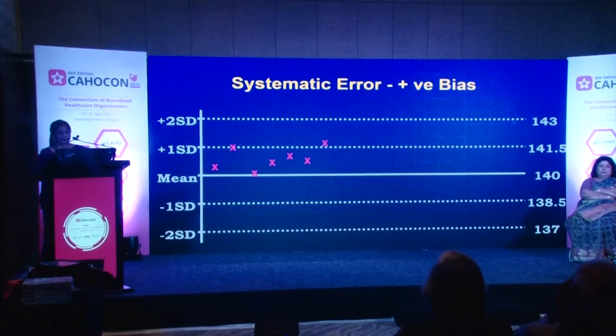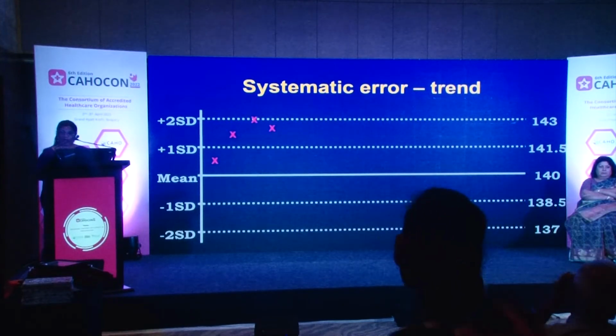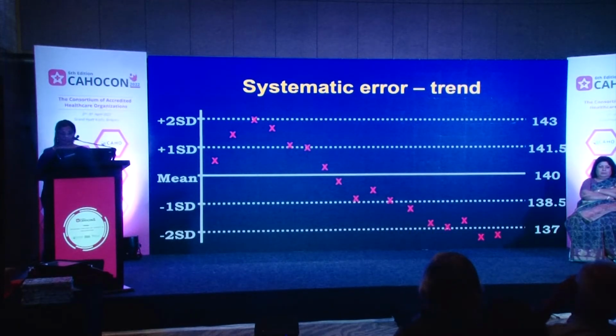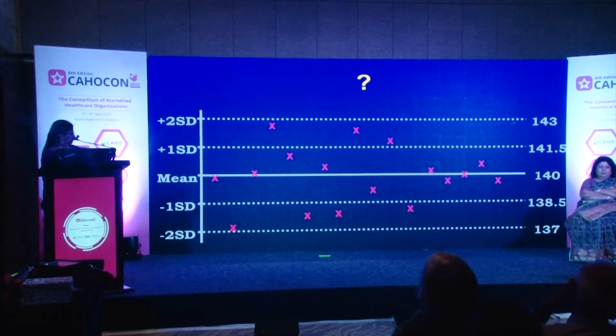Systematic error. This is the slide which shows the positive bias on one side of the mean. You can also have a trend, a downward trend. This is another one that I'm showing you. What do you think is this?